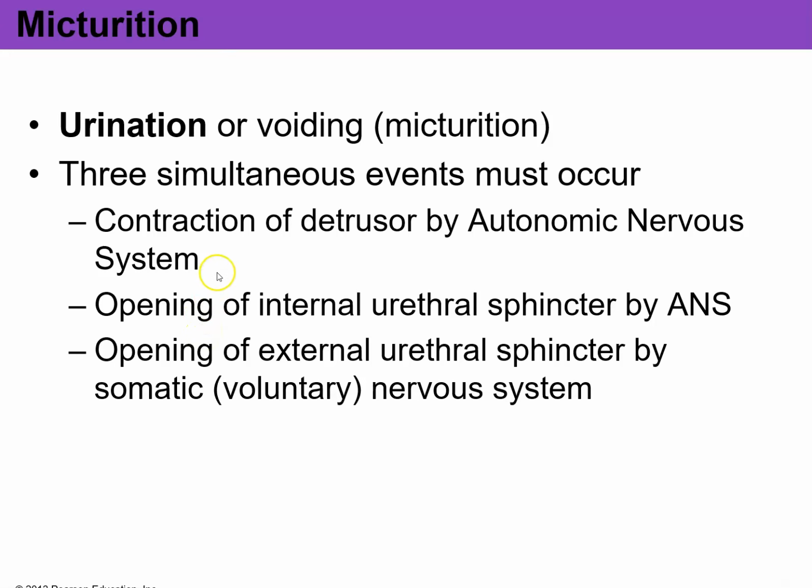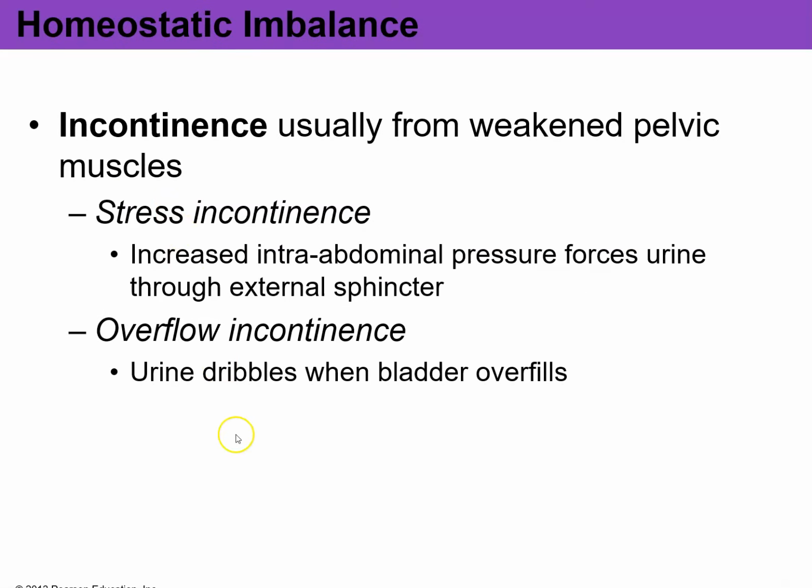Micturition is the process of voiding the bladder, getting the urine out of the bladder. There are three things that have to take place. We have to open up both sphincters, one by an autonomic reflex and another by a voluntary relaxation of the external sphincter, and then contraction of the detrusor muscle, another autonomic reflex that will push the urine out of the bladder. Sometimes urine comes out of the bladder unwanted. That's called incontinence. I'm sure you've heard of that.